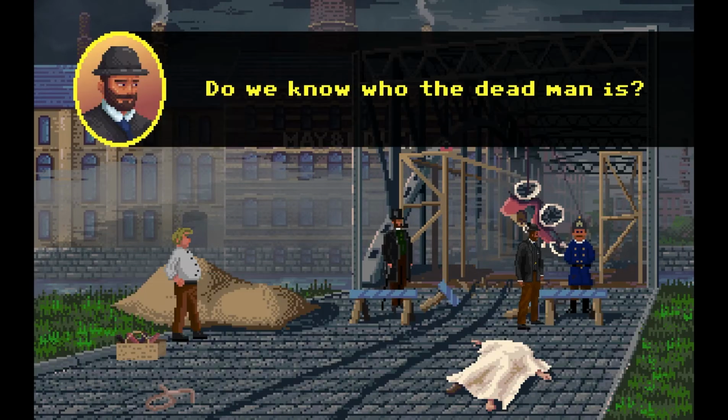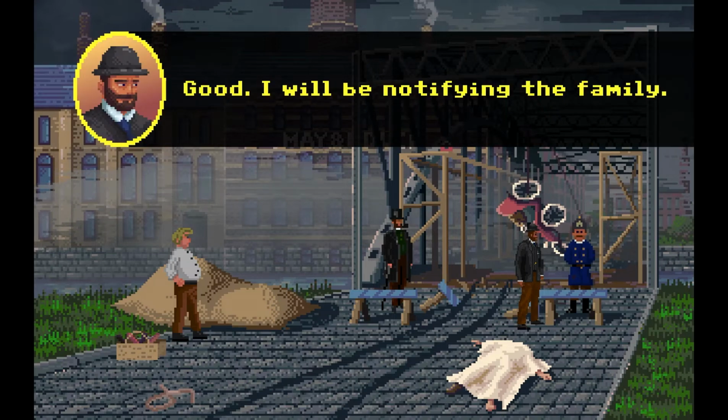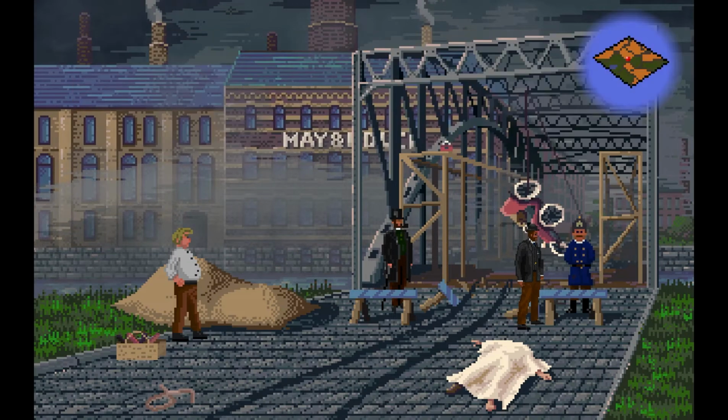Identity. Wissen wir schon, wer der Tote ist? Er hatte seine Dokumente bei sich. Er heißt Eduard Uhlich und wohnt am Marienplatz. Gut. Ich werde die Familie benachrichtigen. Oh Gott.